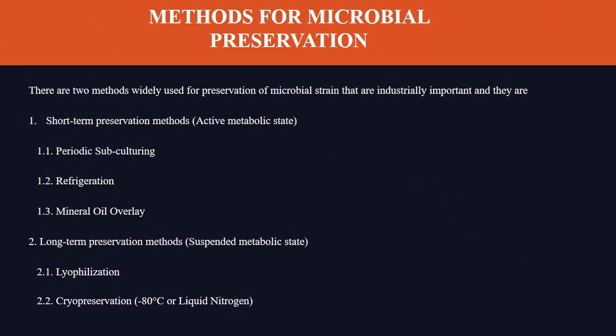Methods for microbial preservation include two methods. They are short-term preservation method and long-term preservation method. Short-term preservation method is an active metabolic state which consists of three methods. They are periodic subculturing, refrigeration, and mineral oil overlay. Whereas long-term preservation method is a suspended metabolic state and consists of two methods, lyophilization and cryopreservation. Cryopreservation is at minus 80 degrees Celsius or in liquid nitrogen.